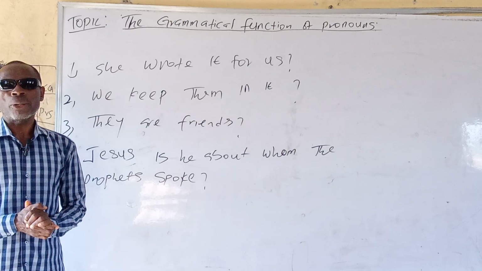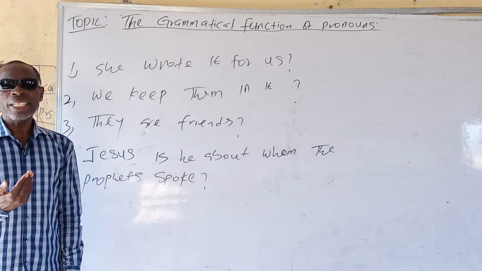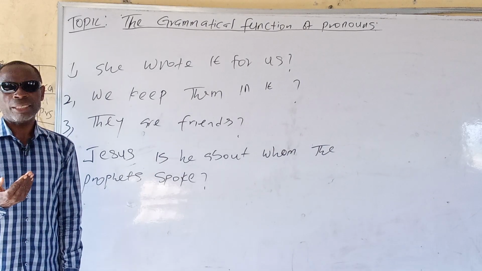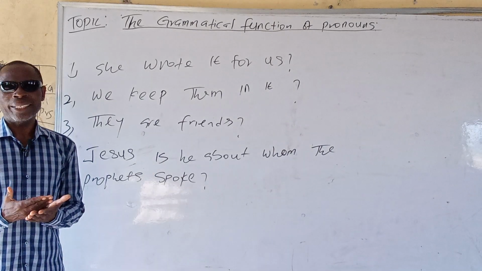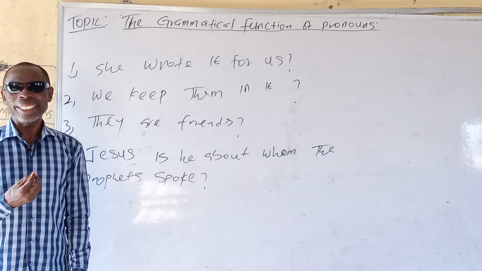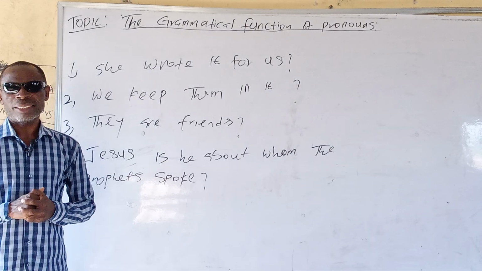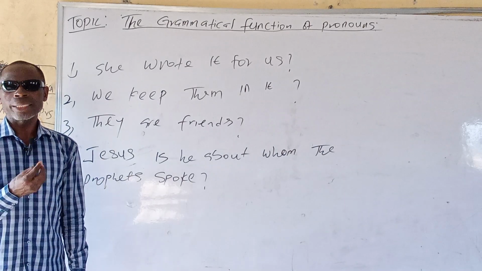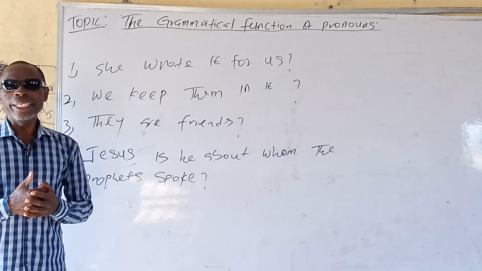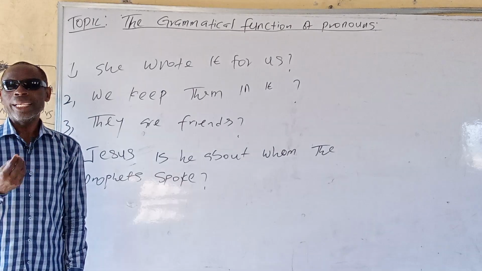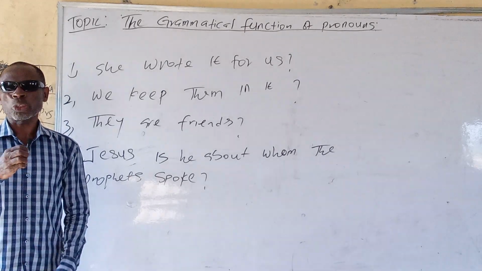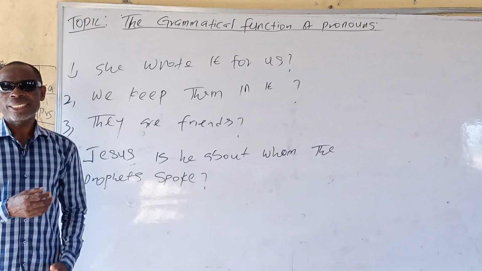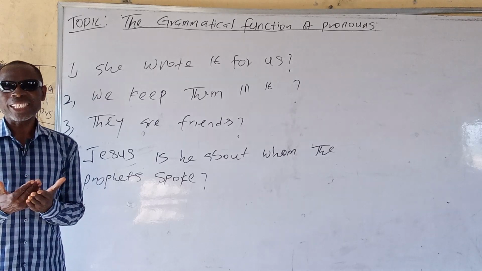Subject of the verb or sentence. The subject of the verb or sentence is the person, animal, or thing that performs the action of the sentence. Let's take a look at sentences 1 and 2 on the board. Sentence 1, she wrote it for us. In this sentence, an action was performed, and that is wrote. Somebody performed this action. Who is that person?